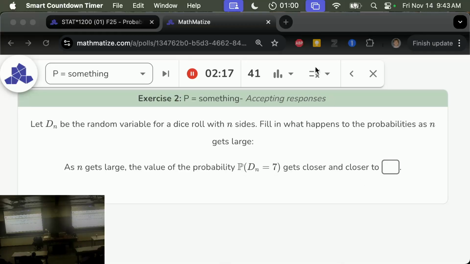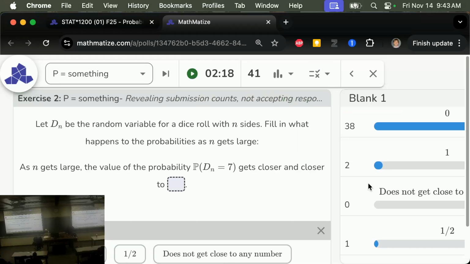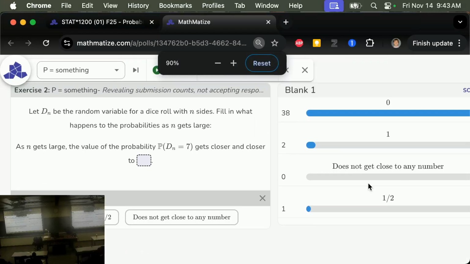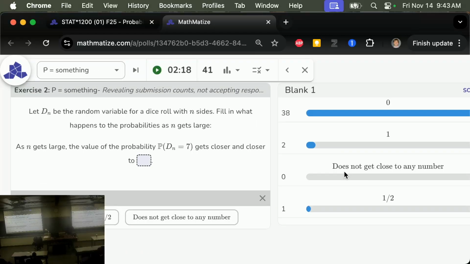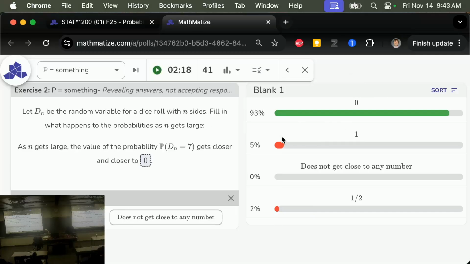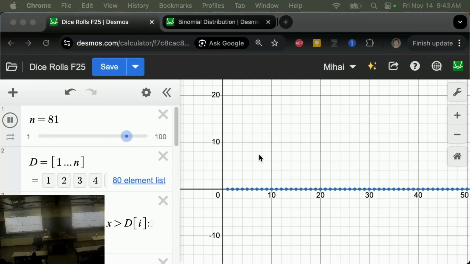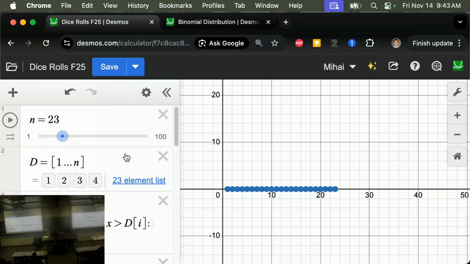Okay. What did people say? Let's find out. It's getting closer and closer to 0. 38 out of 41 people said 0, and that is absolutely the right answer. So as we add more and more sides to the dice, the thing to realize is the individual probabilities get closer and closer to 0. This is the first most important thing you must know about these kinds of things, is that in a lot of situations, especially when a discrete is going to a continuous, the individual probabilities, they get closer and closer to 0.